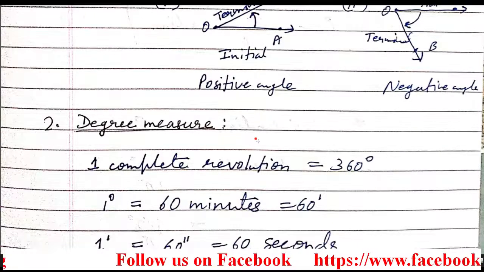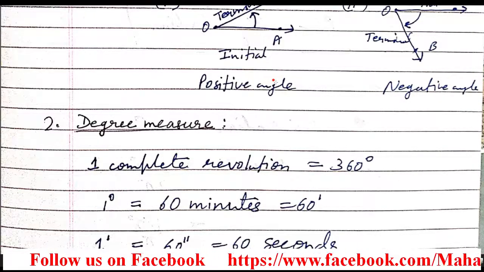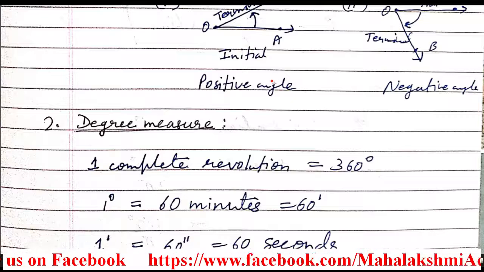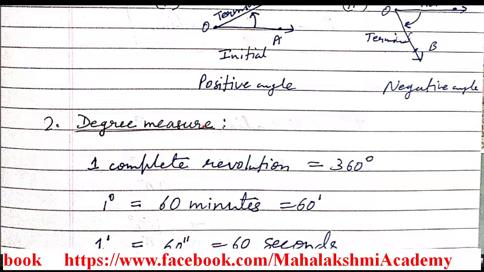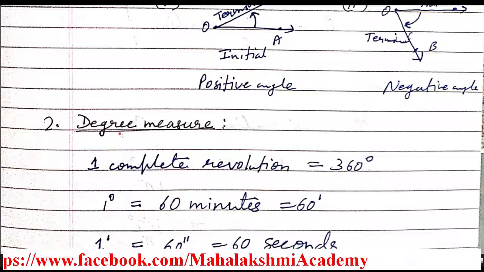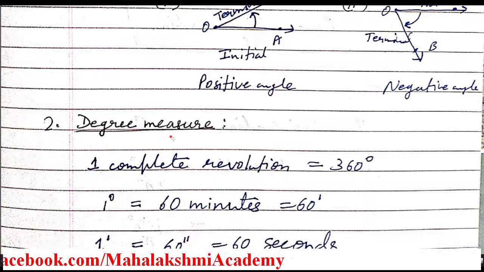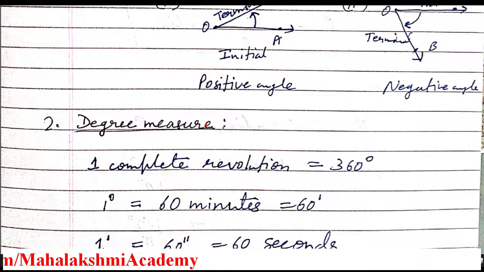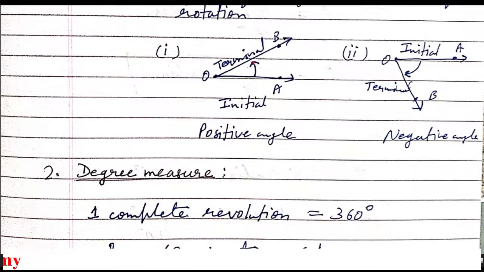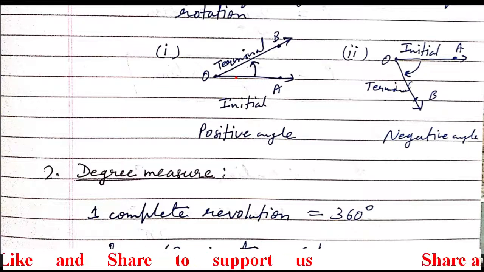Now we will see how the angles are measured, in which units. There are two measurements. First is degree measure, and the next one is radian measure. What is the meaning of degree measure? We are going to understand. Students, just see in the figure. If this terminal ray takes one complete round and reaches its original position, then it is named as the complete angle, which you might have already studied in your previous classes.